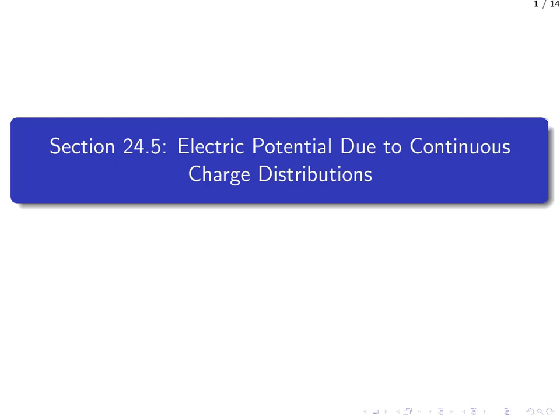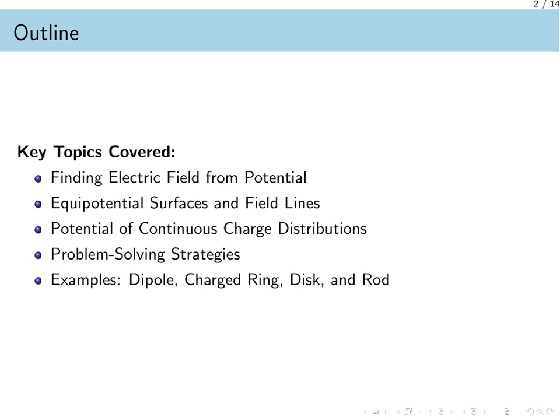Section 24.5. Electric potential due to continuous charge distributions. In this lecture, we will cover several key topics related to electric potential. First, we will discuss how to find the electric field from the electric potential. Then, we will explore equipotential surfaces and their relationship to electric field lines.